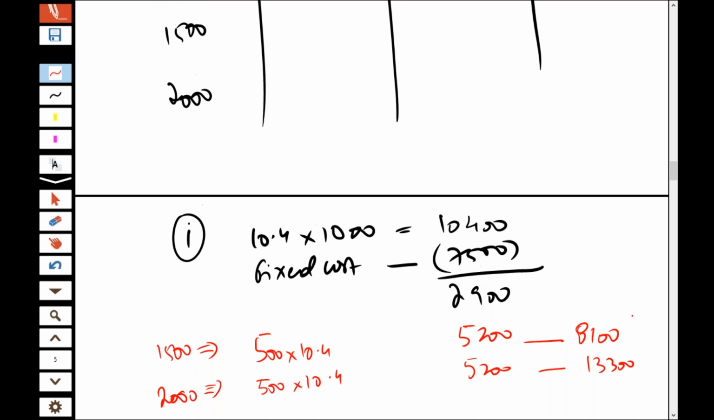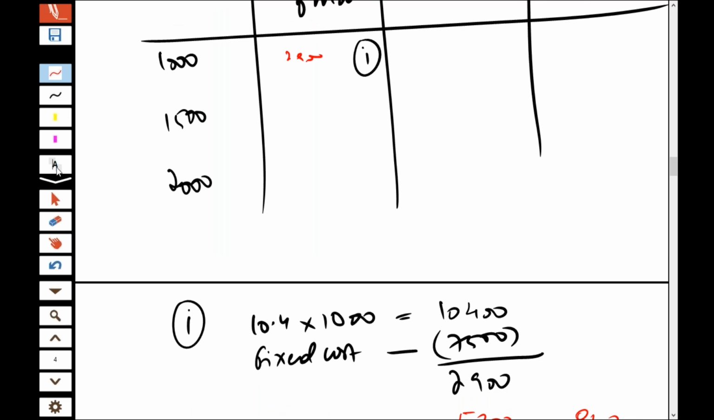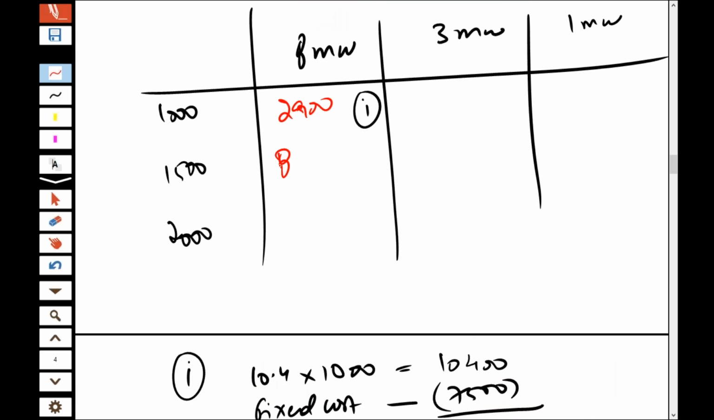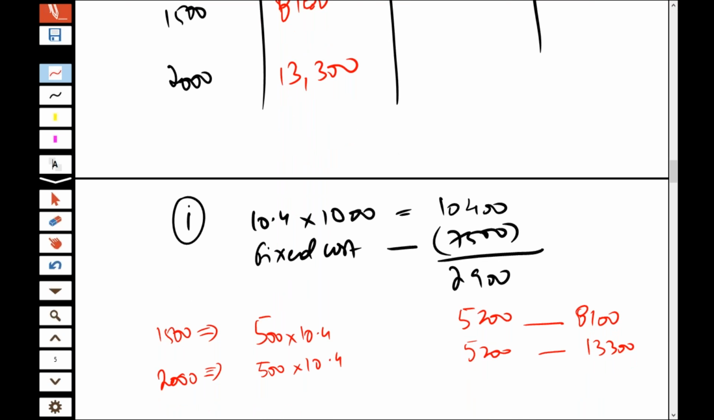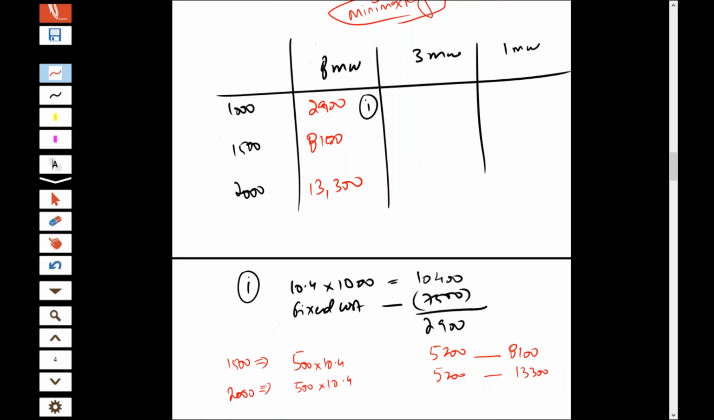So hence, for the 8 megawatt you would have 2,900, 8,100 and 13,300. Kindly complete the table by working out the 3 megawatt and the 1 megawatt also. Can you please let me know the values of the 3 megawatt and the 1 megawatt?